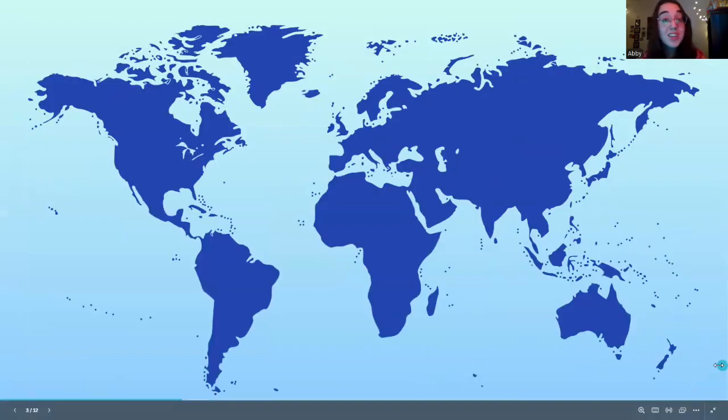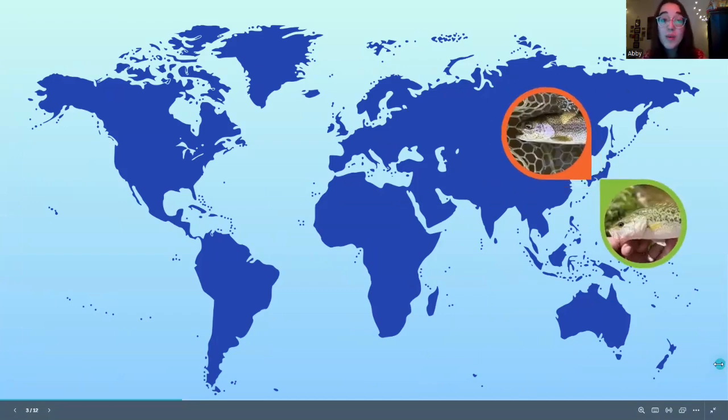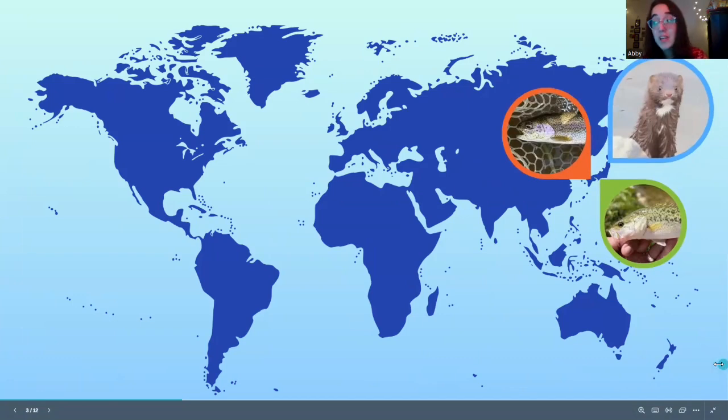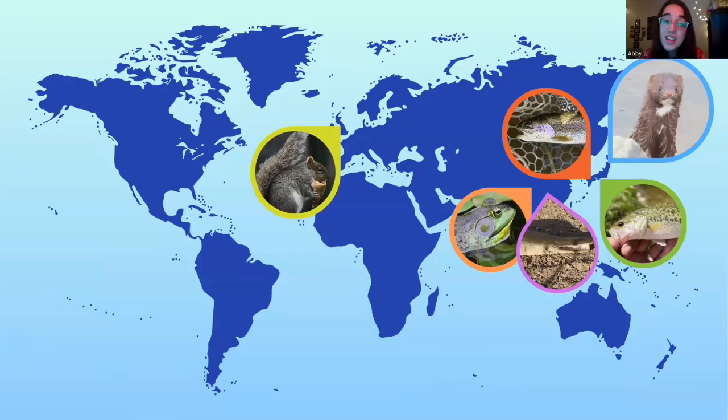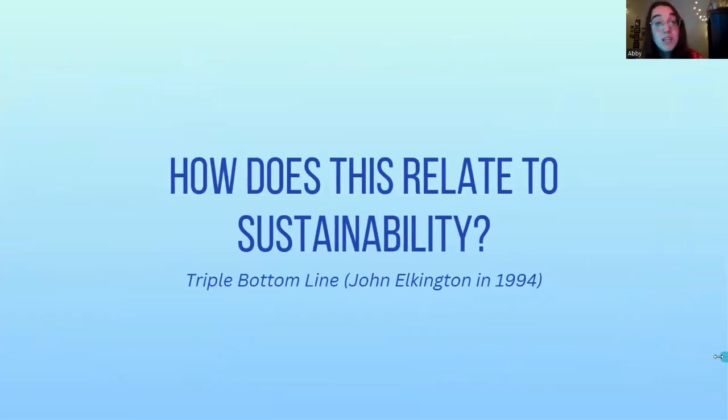Around the world, the US spreads lots of different environmental issues, especially with invasive species. Japan has issues with our largemouth bass and smallmouth bass, our rainbow trout, as well as the American mink. China has issues with the American bullfrog, as well as alligator carp, which are native to Florida. And England even has issues in Europe with the eastern gray squirrel. So we contribute a lot to invasive species worldwide. But what does this mean for sustainability?